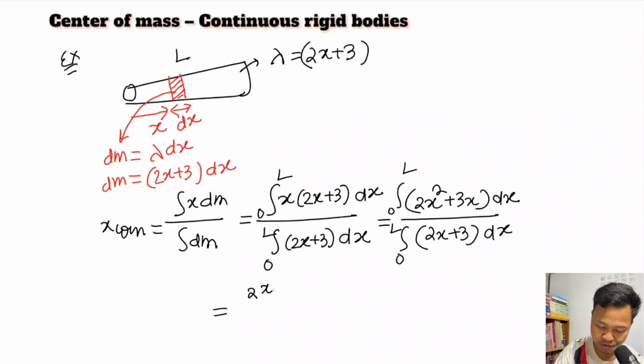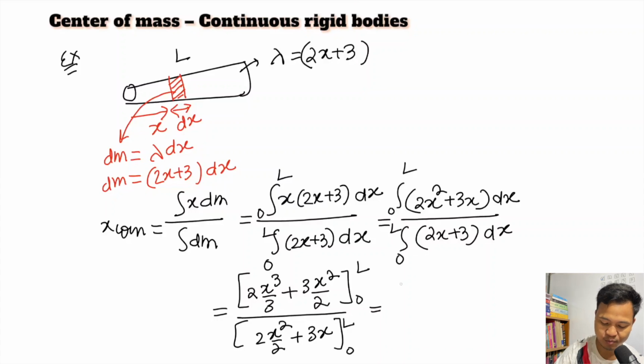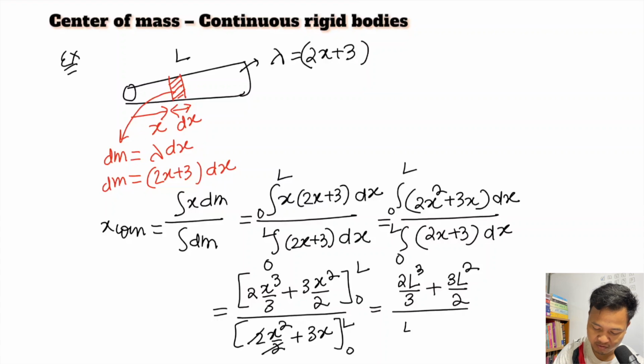So I will have here 2 into x cubed by 3, plus 3 into x squared divided by 2, from 0 to L, divided by 2 into x squared divided by 2 plus 3 into x from 0 to L. Taking the LCM, 6, you have 2L cubed divided by 3 plus 3L square divided by 2, divided by, so 2 cancels out, L square plus 3L.